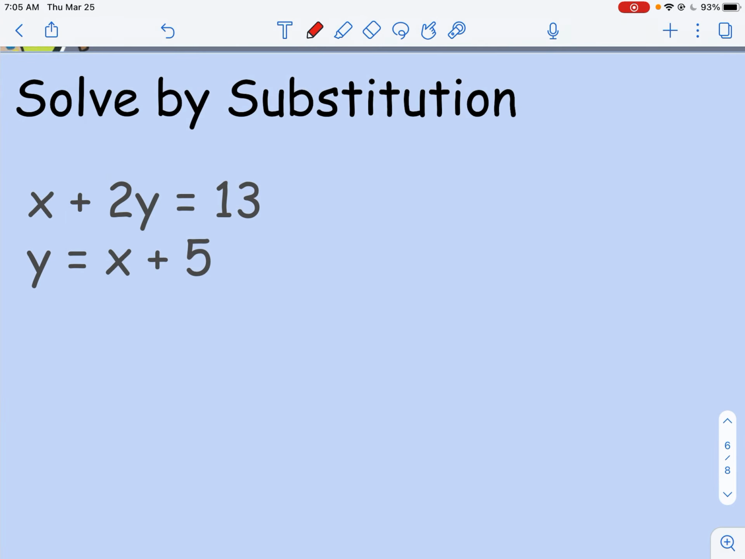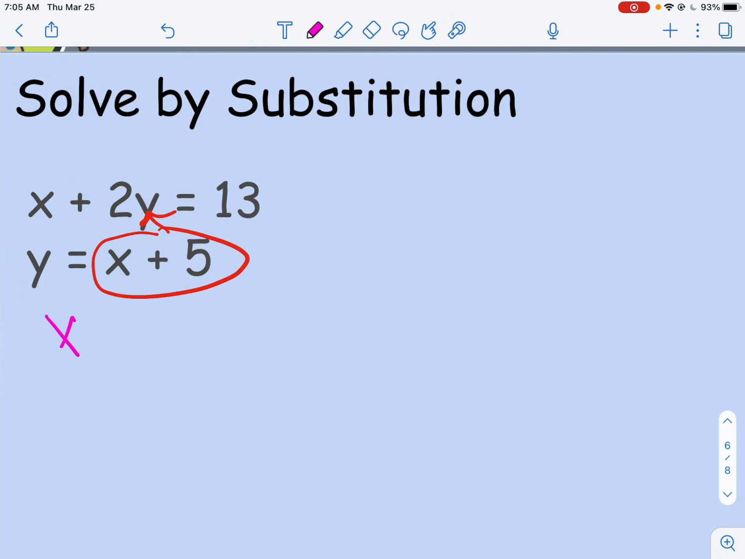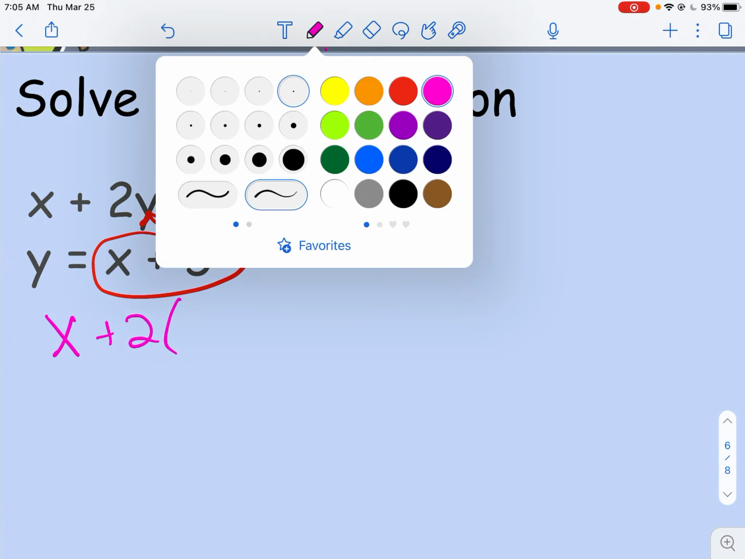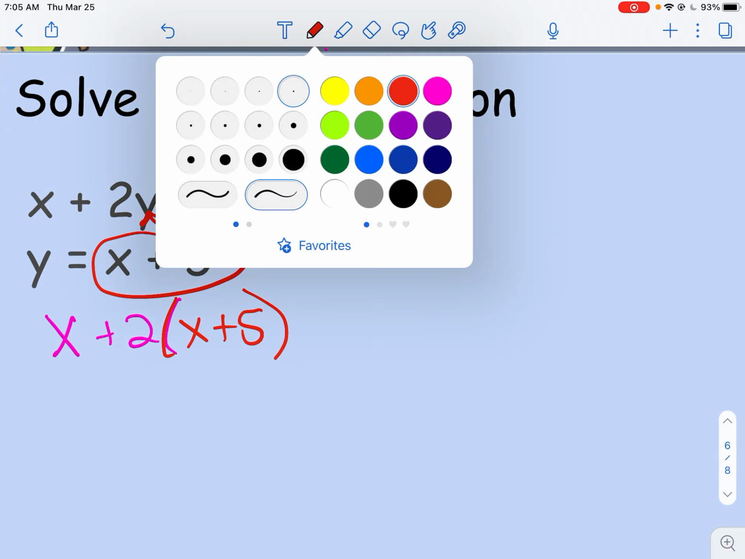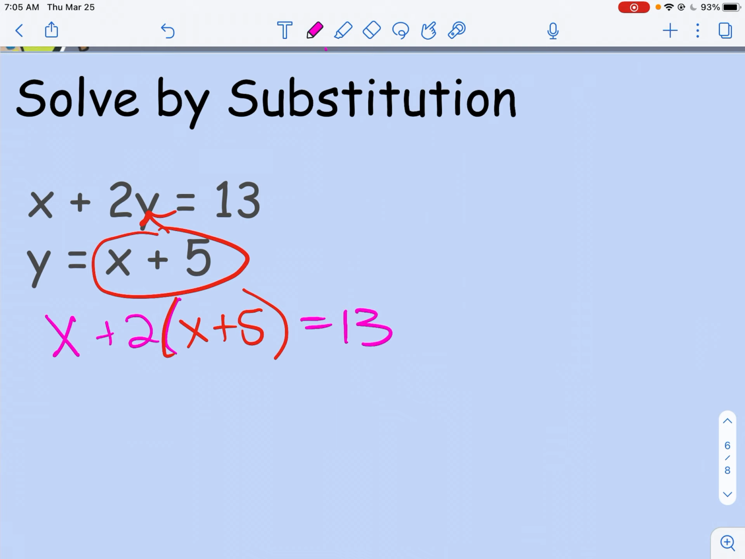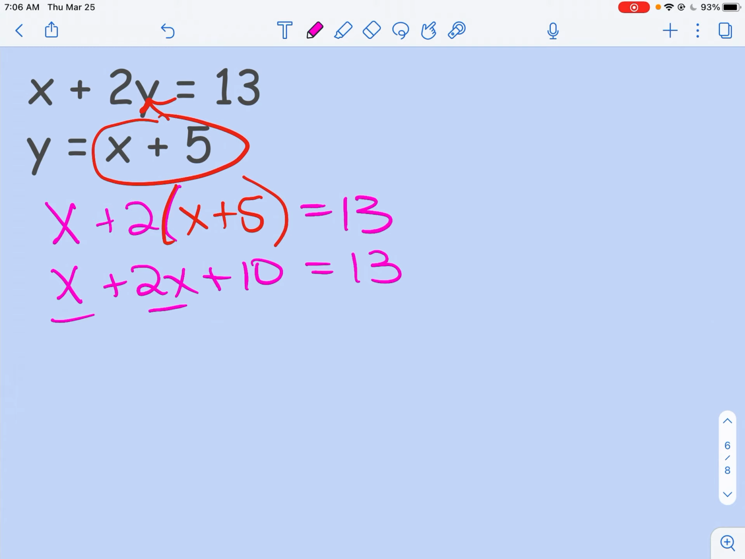Okay, so let's try this one. We're doing the exact same thing, plugging it in here. So, looking at it right now, is it going to be infinite? Is it going to be no? Or is it going to have a solution? Well, I can tell you right now, since there's no subtraction going on, probably going to get a solution. Because when I add these together, the variables do not cancel out.